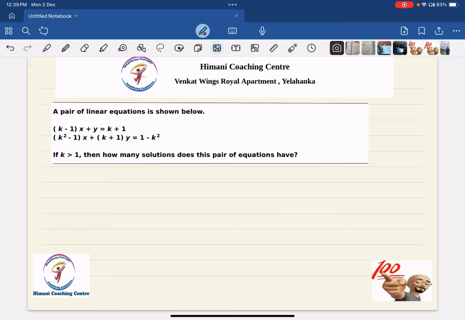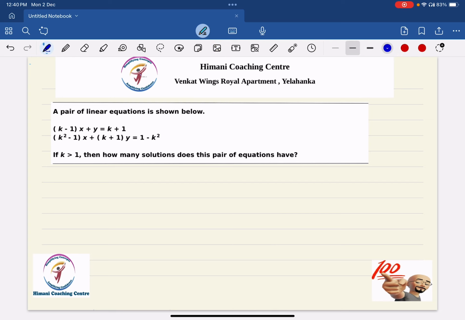Here the first question is asking us: a pair of linear equations is shown below. The first equation is (k minus 1)x plus y equals k plus 1. The second equation is (k square minus 1)x plus (k plus 1)y equals 1 minus k square. Now, if k is greater than 1, then how many solutions does this pair of equations have?